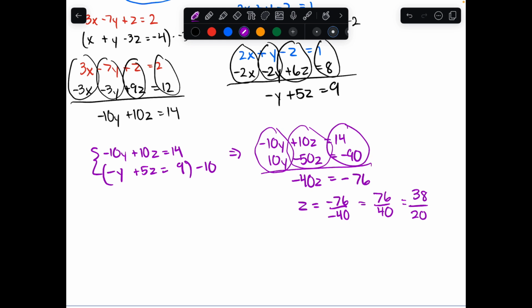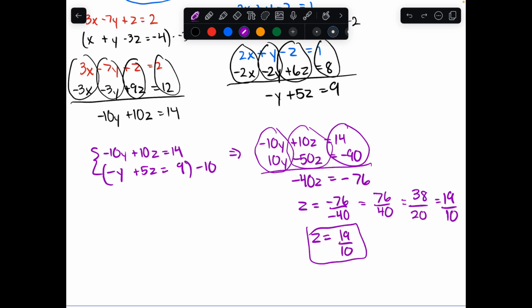Now again, 38 is an even number, and so is 20. So these are both divisible by 2. So 38 divided by 2 is 19, and 20 divided by 2 is 10. Now we can't simplify 19 over 10 anymore, so we know that z is equal to 19 over 10.